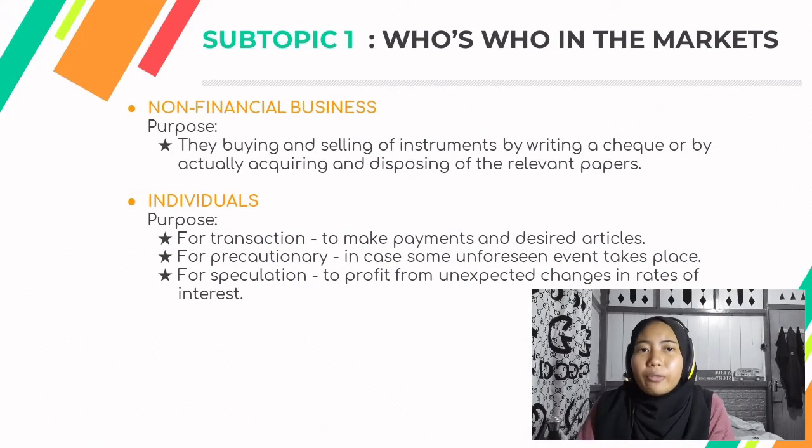Next is non-financial business. Their purpose is the buying and selling of instruments by writing a check or by actually acquiring and disposing of the relevant papers. And then the last one is individuals. The purpose is for transaction, for precautionary, and for speculation. For transaction is to make a payment and buy desired articles, for precautionary in case some unforeseen event takes place, and for speculation to gain profit from unexpected changes in rates of interest.